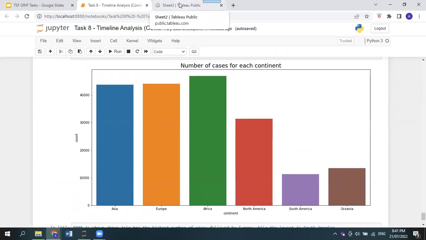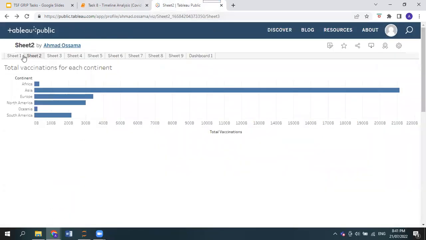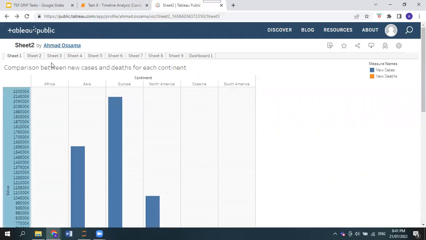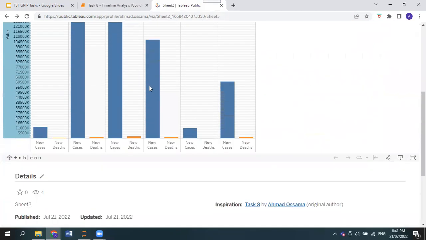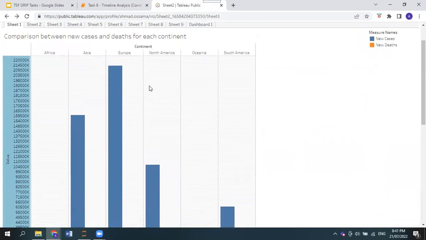Now we are going to see our dashboard on Tableau. Here we have made a comparison between new cases and deaths for each continent. As we can see, Asia has the second number of new cases after Europe. Europe has the highest number of new cases and deaths as well.